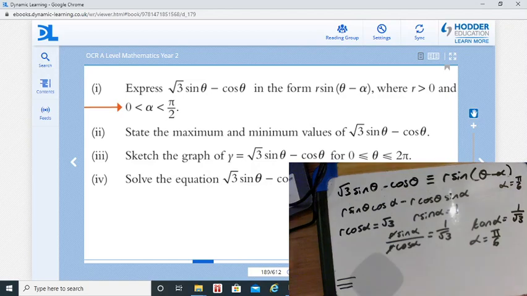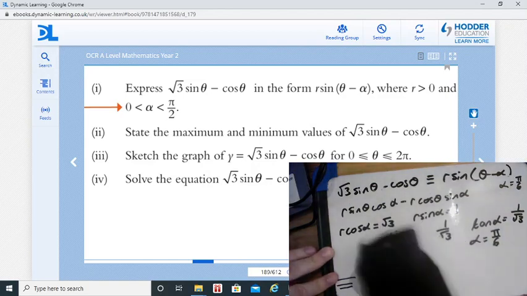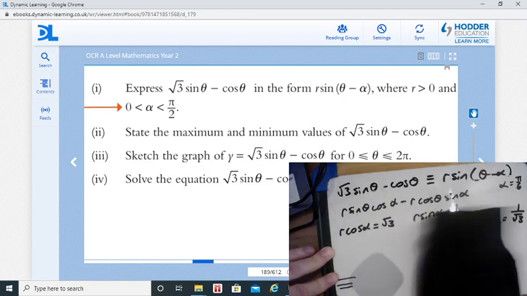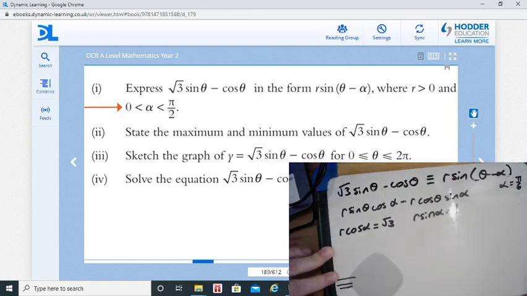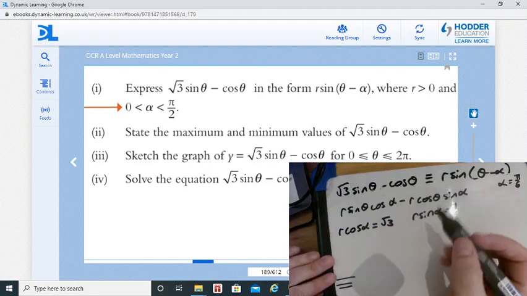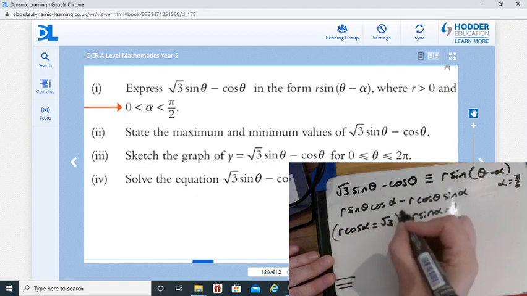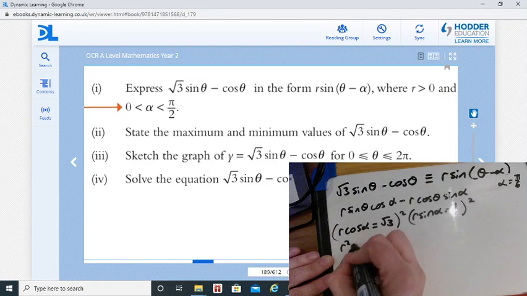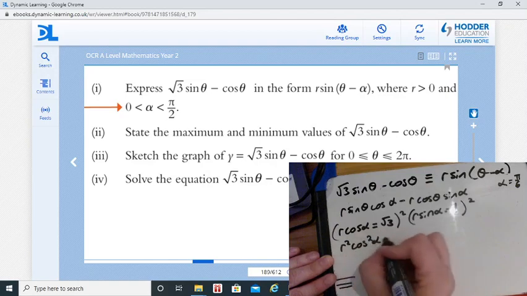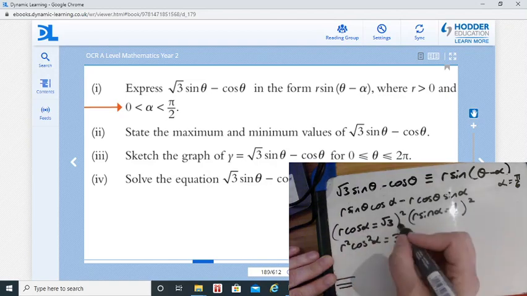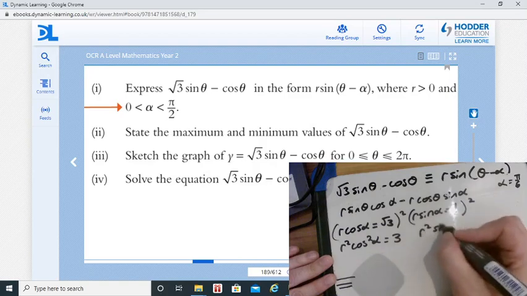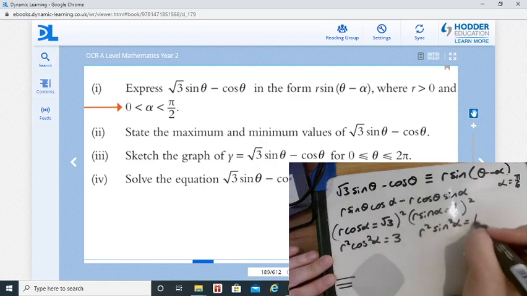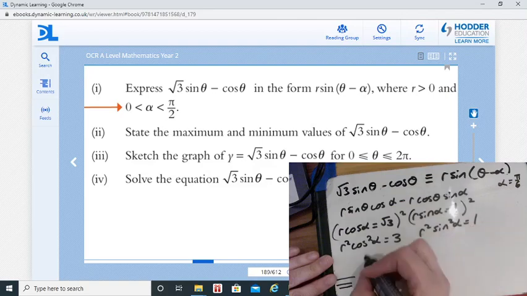Now we're going to go and find r. We know another identity with sine and cos. We know that sine squared plus cos squared equals 1. So how can I use this to my advantage? Well, I'm going to square and add these two expressions. r squared cos squared alpha is equal to 3. I've squared both sides. r squared sine squared alpha equals 1. I've squared both sides. Now I'm going to add them.